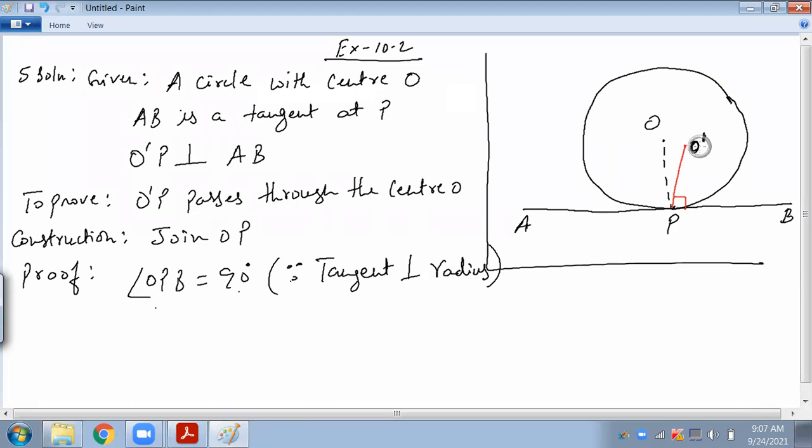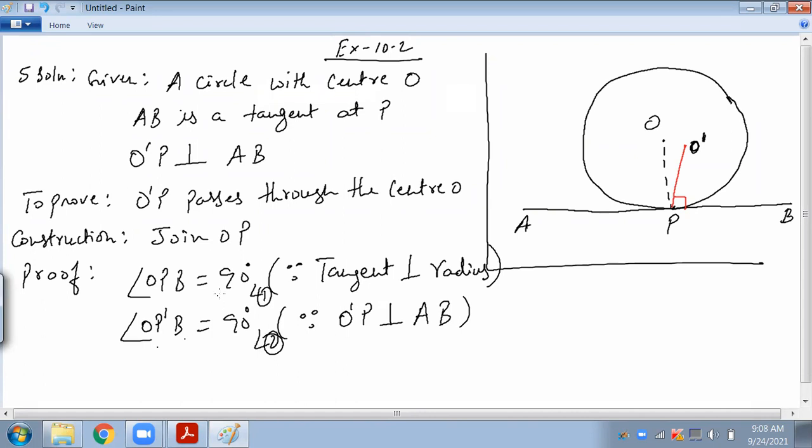Again, what is given to us? O'P is perpendicular to AB. That means angle O'PB is also 90 degrees, since O'P is perpendicular to AB, as given. Okay, you can mark it 1, mark it 2. So from 1 and 2, what are you getting? Both are equal to 90.